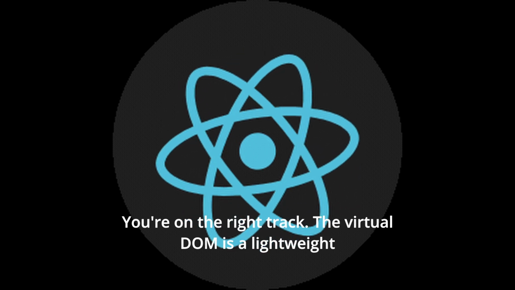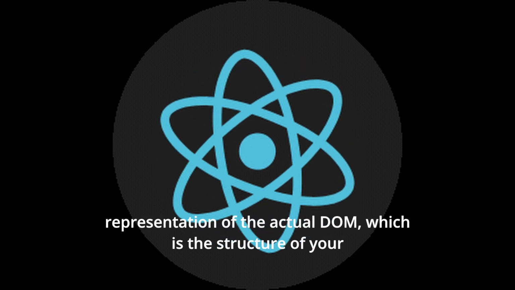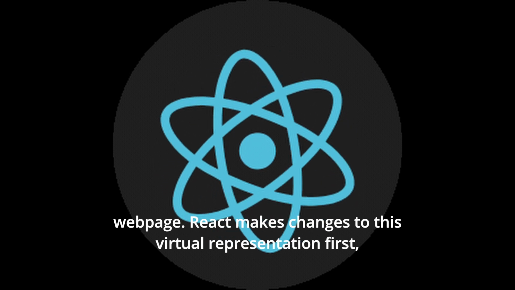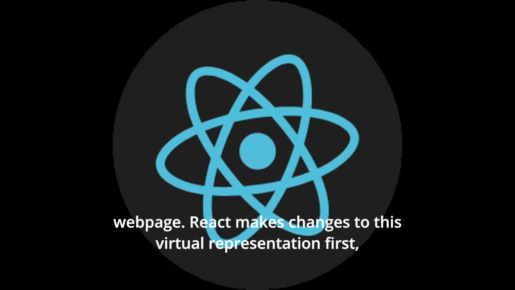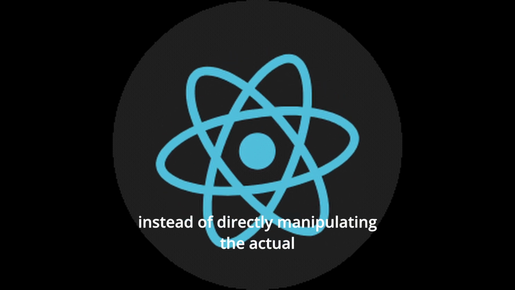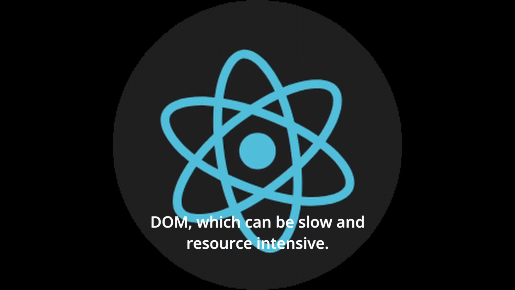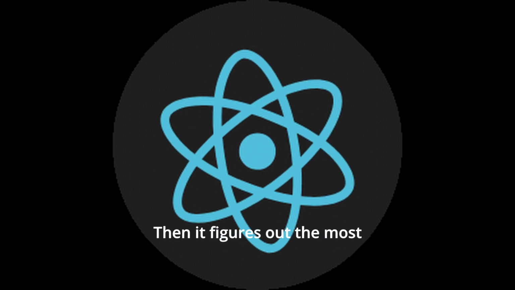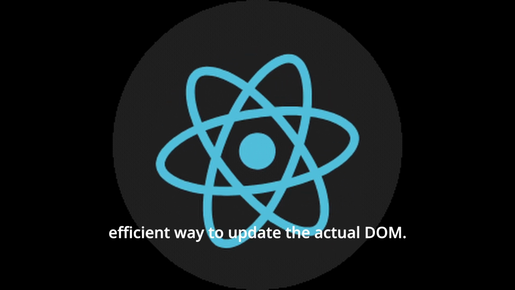The virtual DOM is a lightweight representation of the actual DOM, which is the structure of your web page. React makes changes to this virtual representation first, instead of directly manipulating the actual DOM, which can be slow and resource intensive. Then it figures out the most efficient way to update the actual DOM.